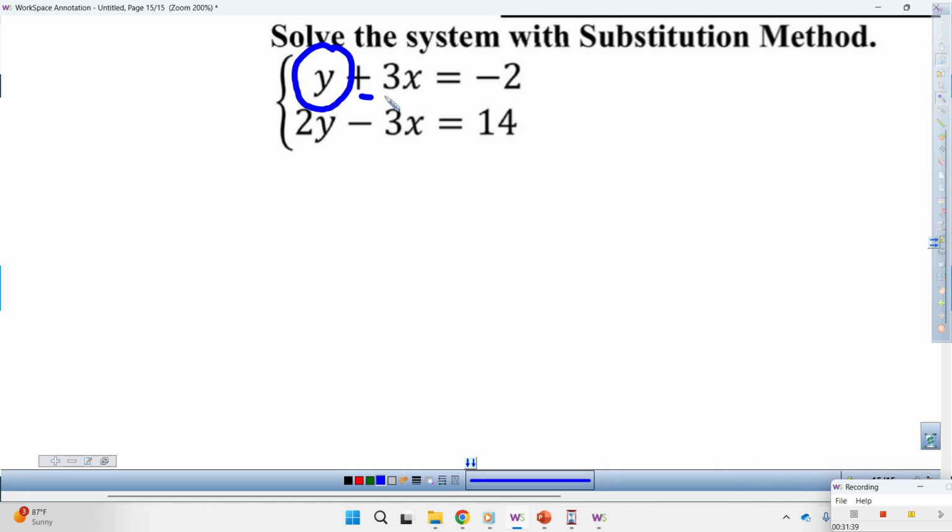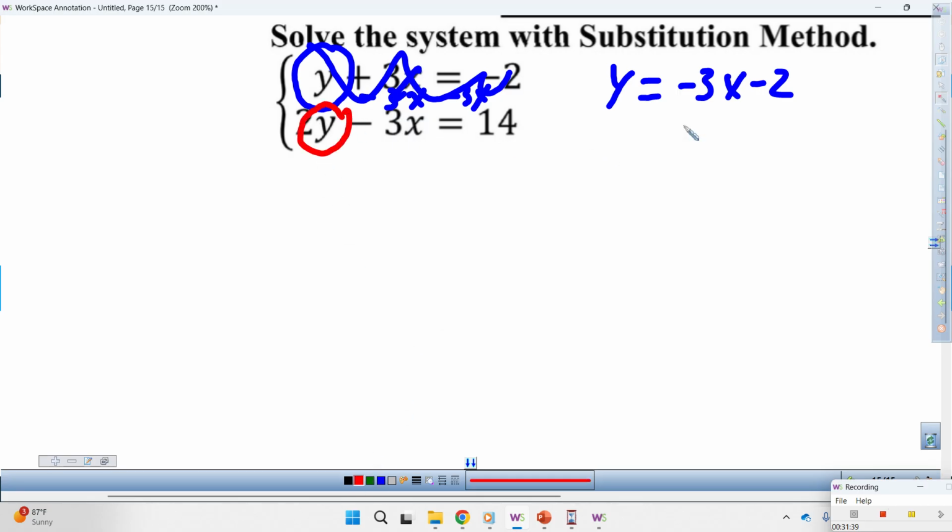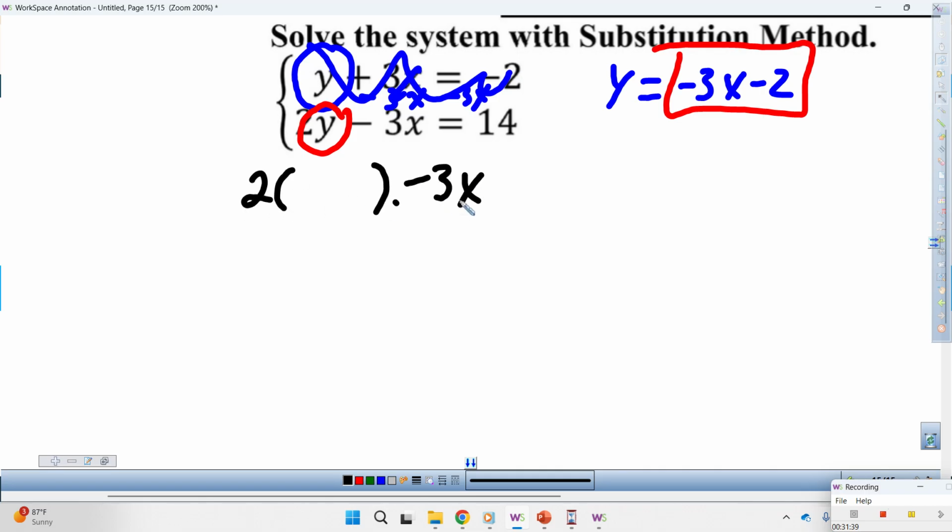Is that correct? Subtract 3x. We're left with y equals negative 3x minus 2. We no longer need this one. And now, look up. On the second equation, instead of having y, what do I write? All of that. So watch. I write 2 parentheses minus 3x equals 14. And inside of the parentheses, I'm going to write my y value. What is my y value? Negative 3x minus 2. Distribute, solve, substitute, and solve.